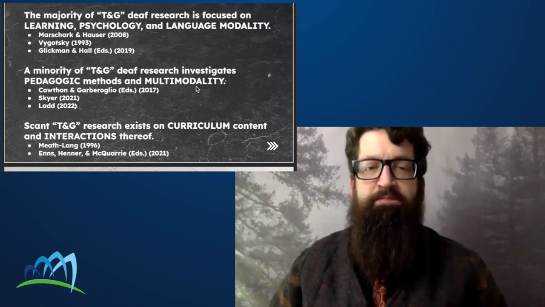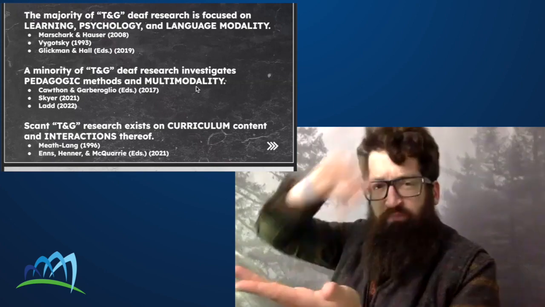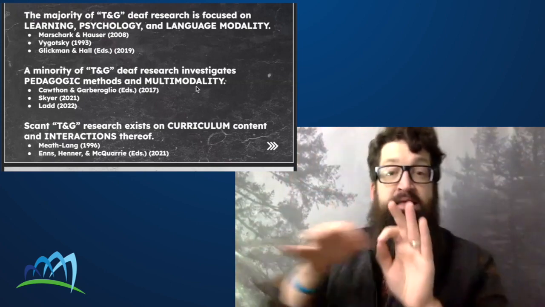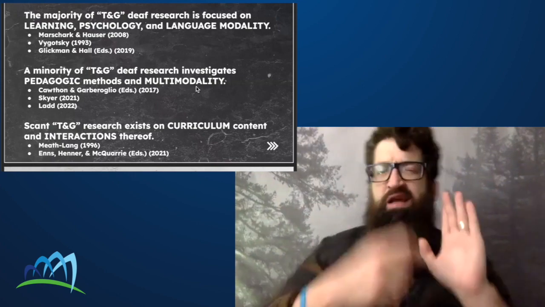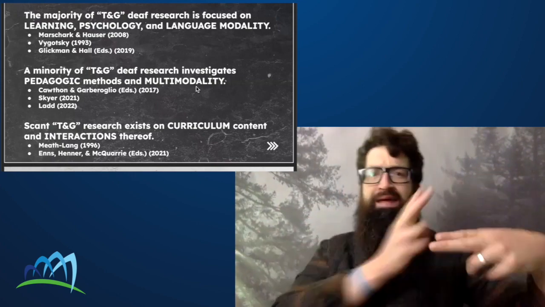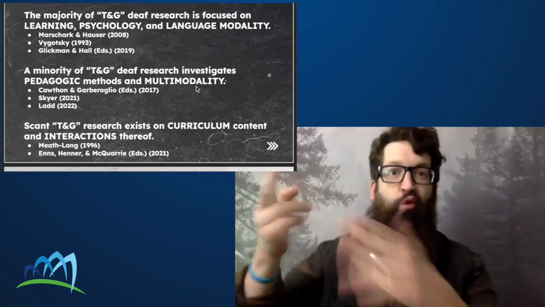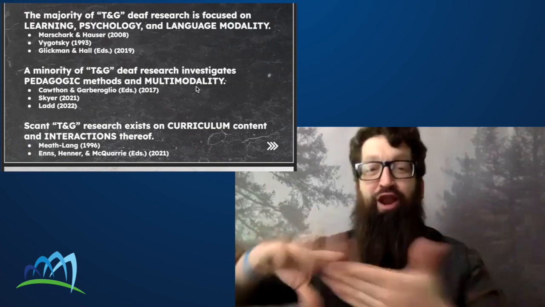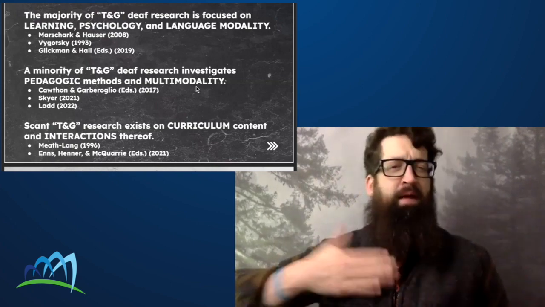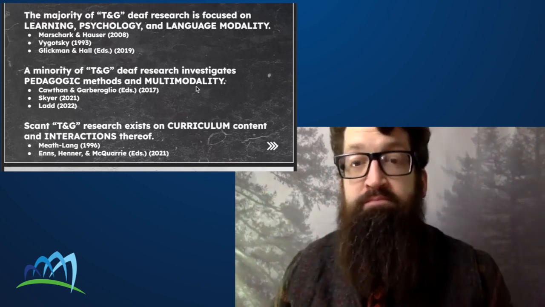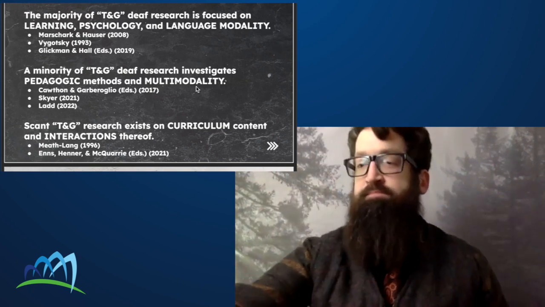Here are three different examples of research in both transferability and generalization. The majority of deaf research is focused on learning, psychology, and language modality. That could be sign language, it can be spoken language, even written language. And then these three researchers are quite well known. One is Marschark and Hauser, who wrote How Deaf Children Learn. Thank you for that clarification.